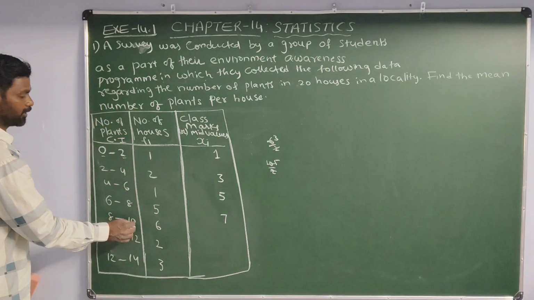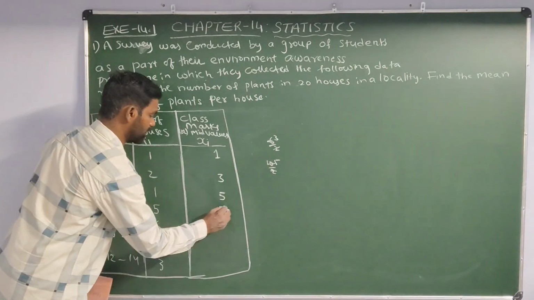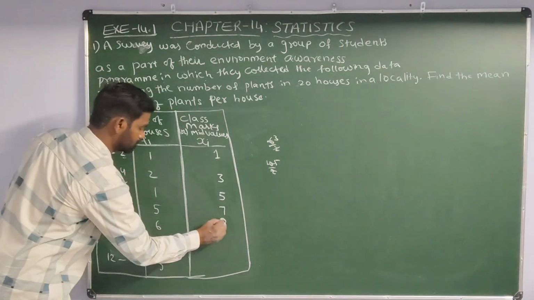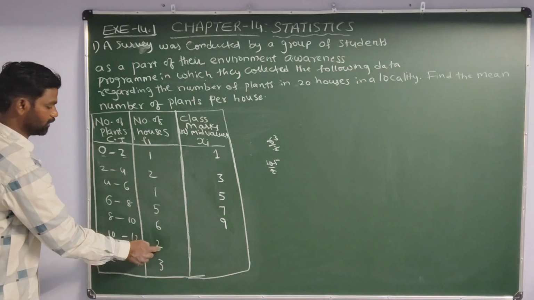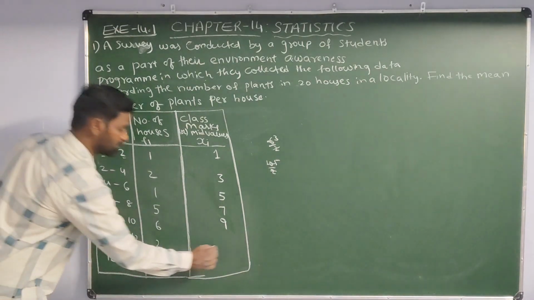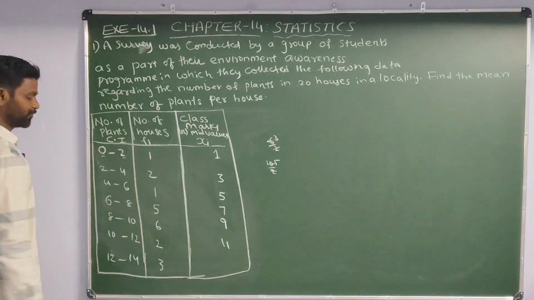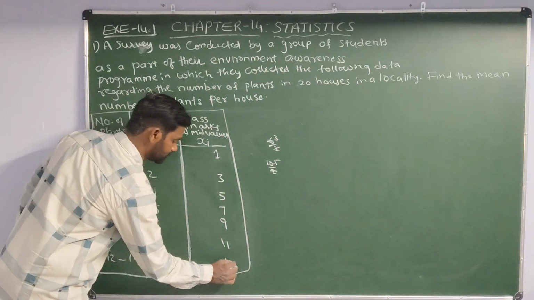Next 8 plus 10 is 18. 18 divided by 2 is 9. Next 10 plus 12 is 22. 22 divided by 2 is 11. Next 12 plus 14 is 26, divided by 2 it is 13.